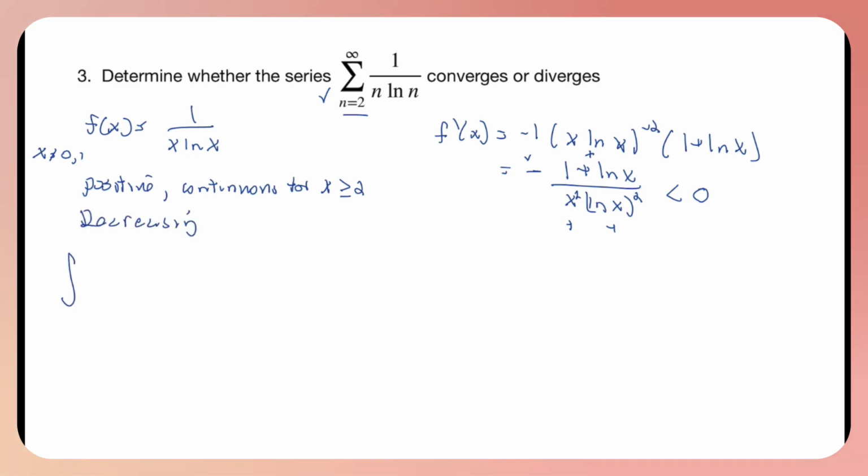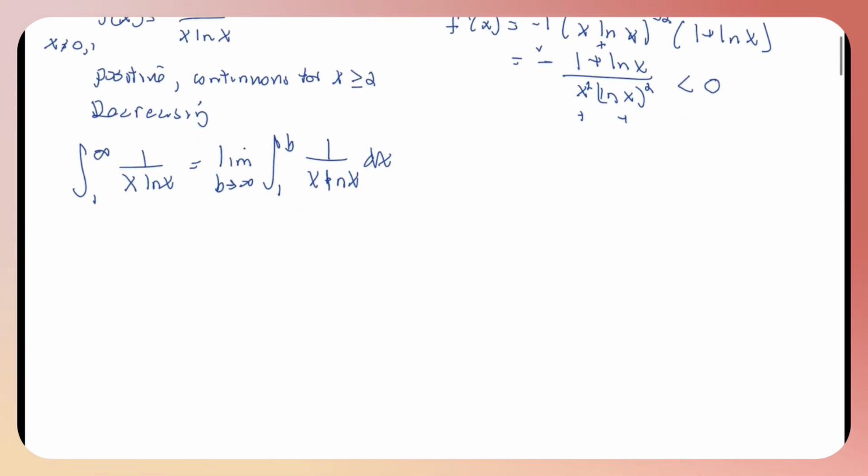So that means I can apply the integral test by finding the integral from 1 to infinity of 1 over x natural log of x, or the limit as b goes to infinity of the integral from 1 to b of 1 over x natural log of x. I'm going to do u sub for this. I'm going to let u equal my natural log of x. And therefore du would be 1 over x dx, and dx would be equal to x du, and so our x's can cancel out. That leaves me with 1 over u du.